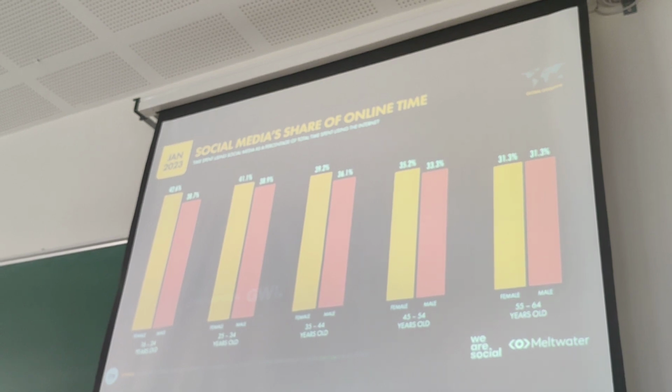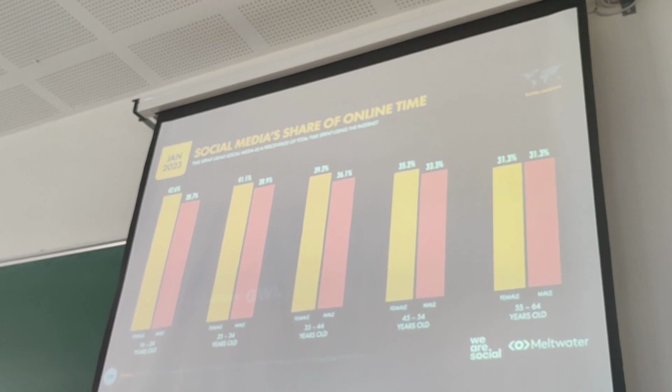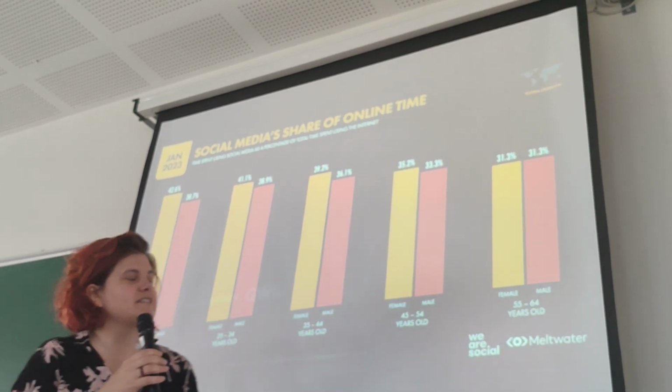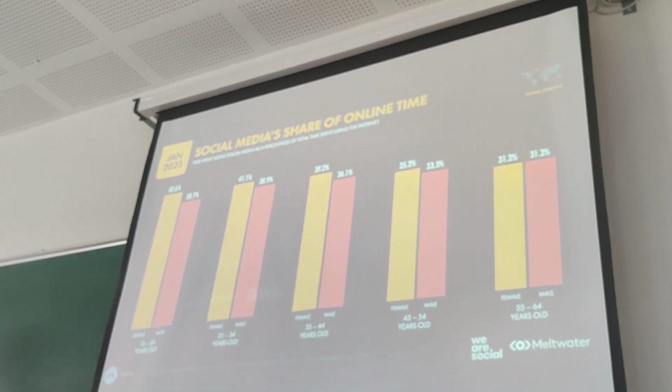So this is the amount of time that people spend using social media as a percentage of their total time spent using the internet. You can see that young women, 16 to 24-year-old females, spend more time on social media as a share of the total internet time than any of the other groups. And in general, apart from until you get to 55 to 64, that gender split happens all the way through, which is quite interesting. I think there are probably lots of psychological studies about why women spend more time on social media than men. I think that's probably fairly as expected.